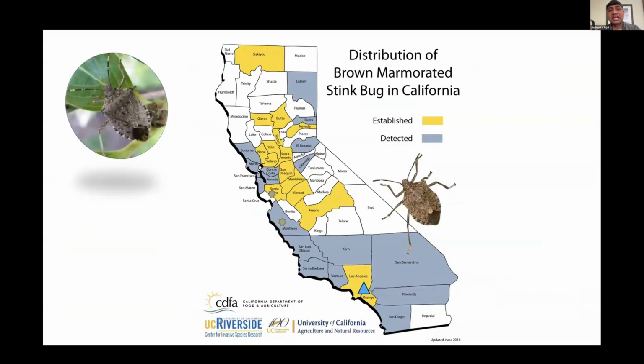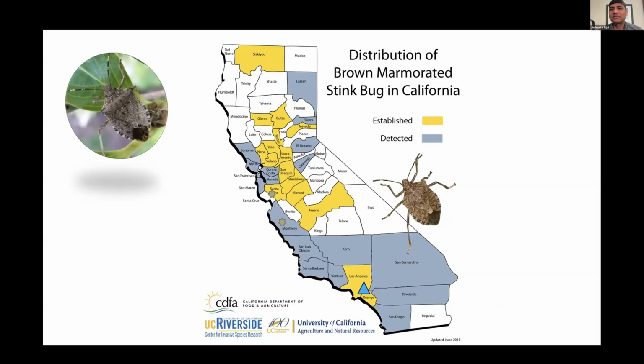So this is basically the distribution. The yellow one is the established BMSB population, and you can see the established population in these counties. Santa Clara is one of them, and I know that it's been there for, I would say, the last 10 years or so. And it might have spread up and down. So I don't know whether we necessarily look at this insect and do the monitoring.